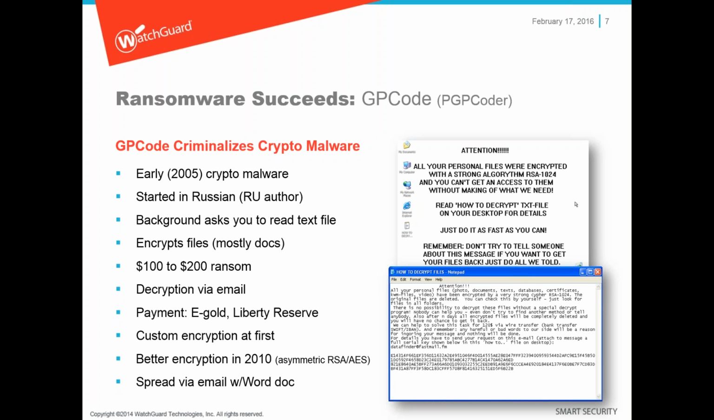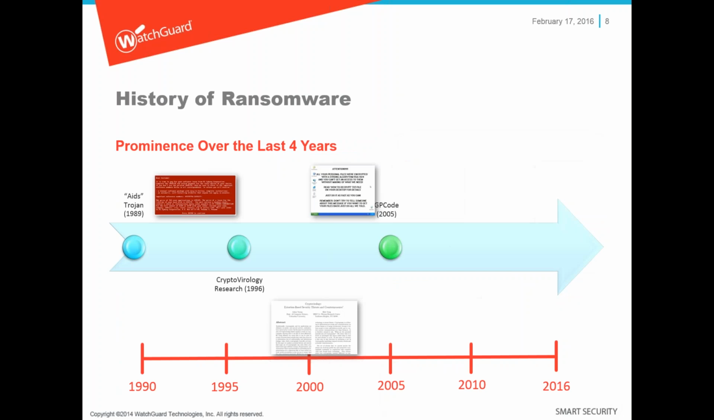Now by 2010, GPG code had spread all around the world, and by now it's beginning to use better encryption techniques. However, Kaspersky at the time began to fight back, and they actually managed to crack some of the GPG code encryption. So this takes us from 89 up to 2005.